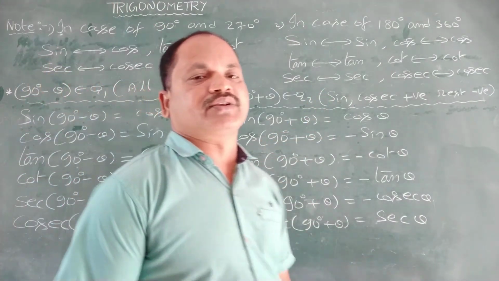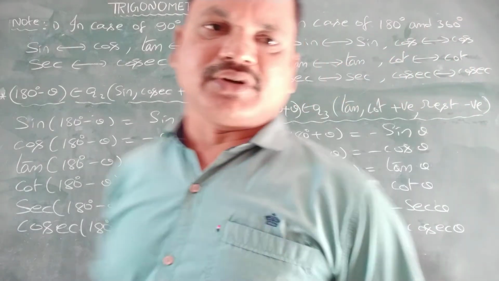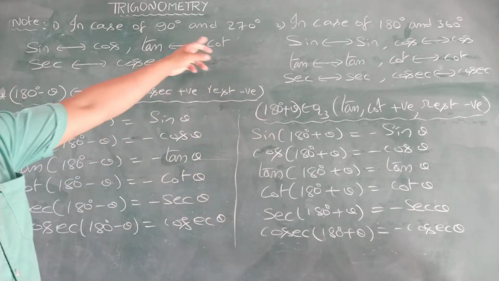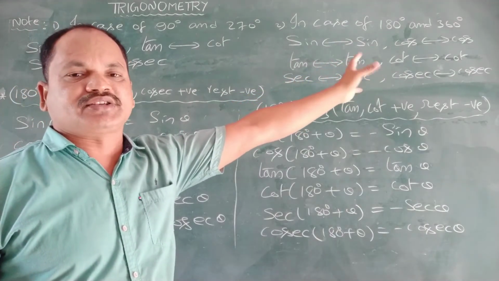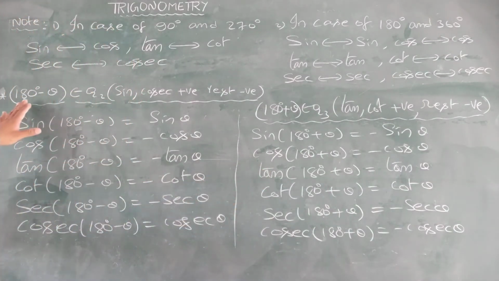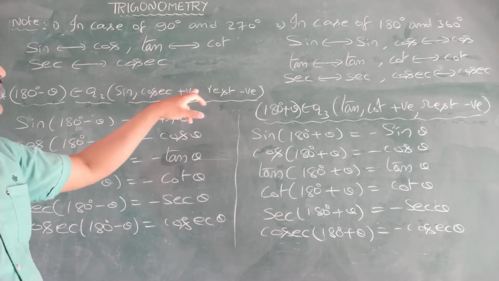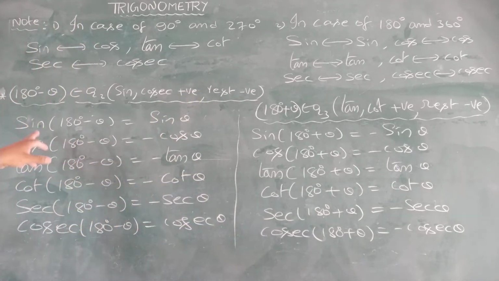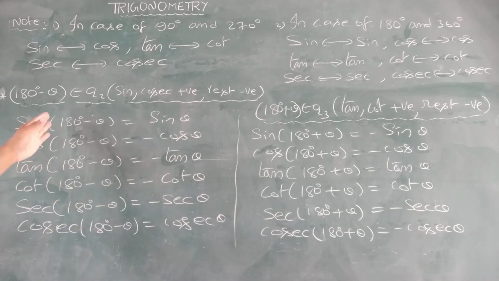That's all. Now we are going to 180 minus theta. Now observe. We have to take 180 minus theta and 180 plus theta. In case of 180, sine gives sine, cos gives cos, tan gives tan and cot gives cot. The same functions will be there, according to the sign of the functions. Here, sine of 180 minus theta: 180 minus theta belongs to Q2. In Q2, sine and its reciprocal cosecant are positive. The rest of the functions are negative. That's why sine gives positive and cosecant gives positive, remaining all negative, since the same function will be there.